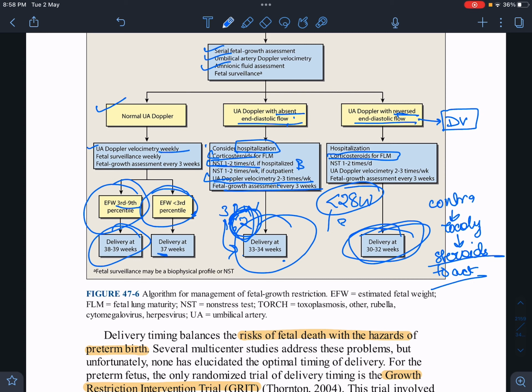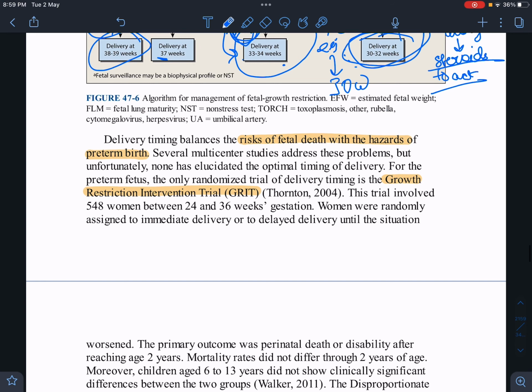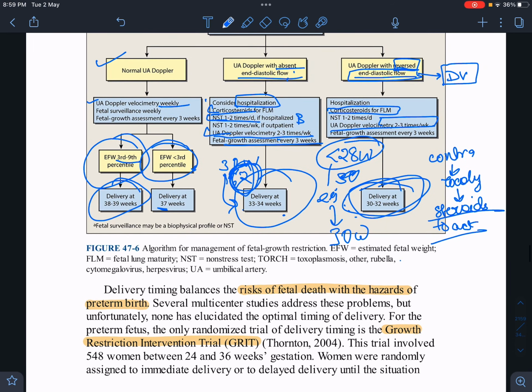And if she's 30 weeks and you're trying to reach 32 weeks, usually with reversed end diastolic flow we immediately deliver. But in case she's 29 weeks and you want to take her up to at least 30 weeks, then you have to do daily Dopplers. Although it's written here umbilical artery Doppler 2 to 3 times per week, it's better to do daily, because you will be checking the ductus venosus. Usually ductus venosus forward flow is there, but if you get interrupted flow, you have to deliver.